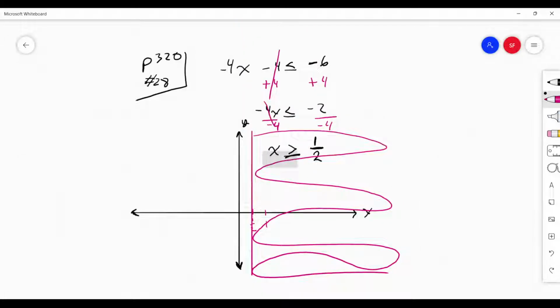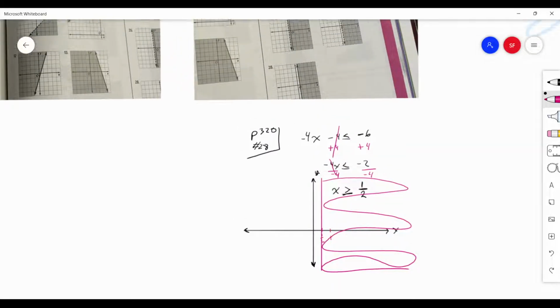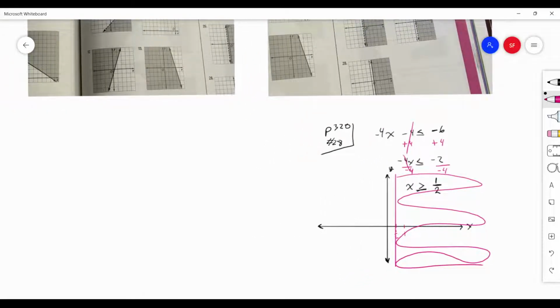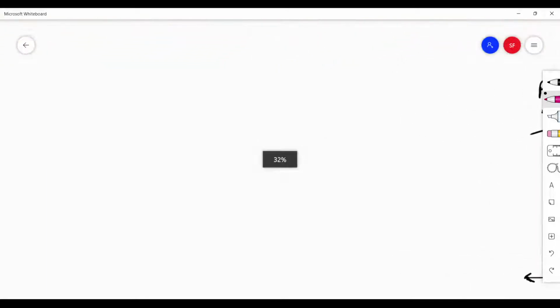What other questions do you have from this homework assignment? Number 26.